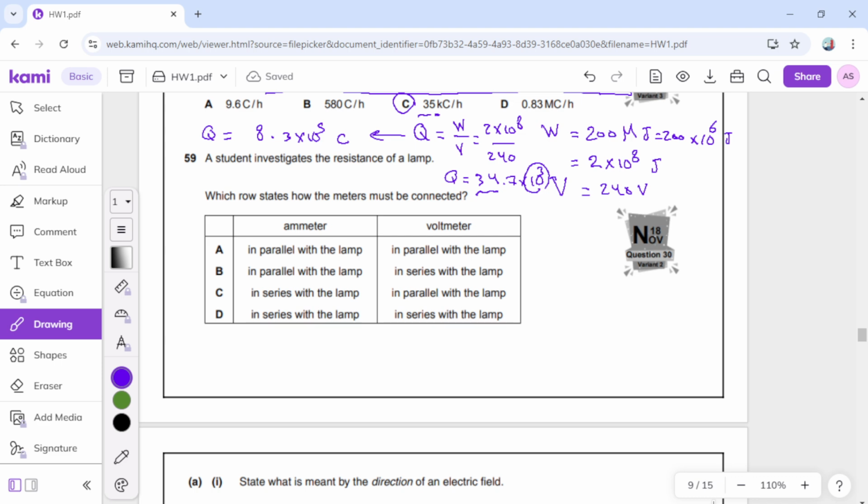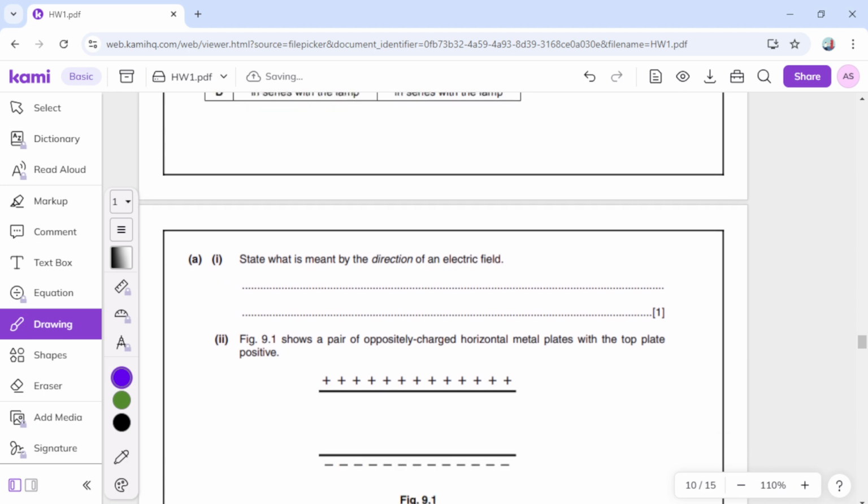A student investigates the resistance of a lamp, which reads a meter reading. How must the meter be connected? Of course, as you know, an ammeter is connected in series, but a voltmeter is connected in parallel. So I will choose series and parallel, so it will be C.